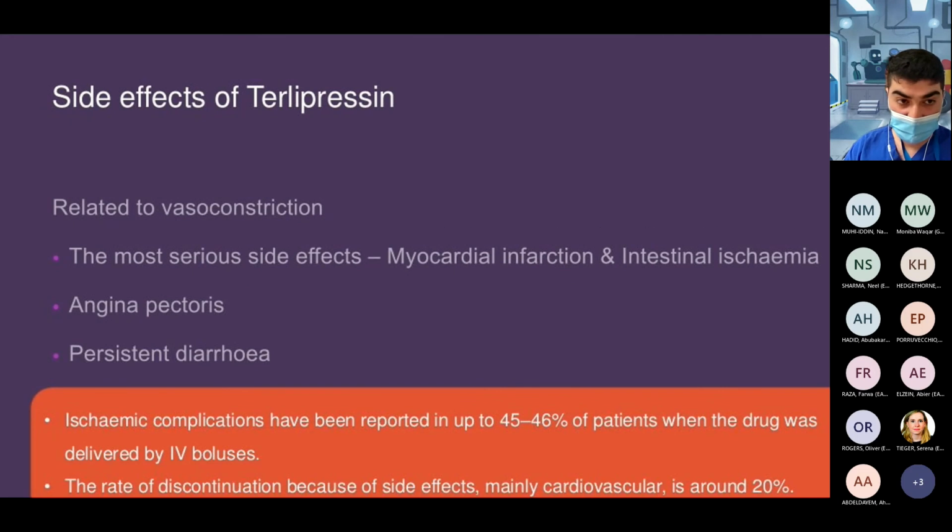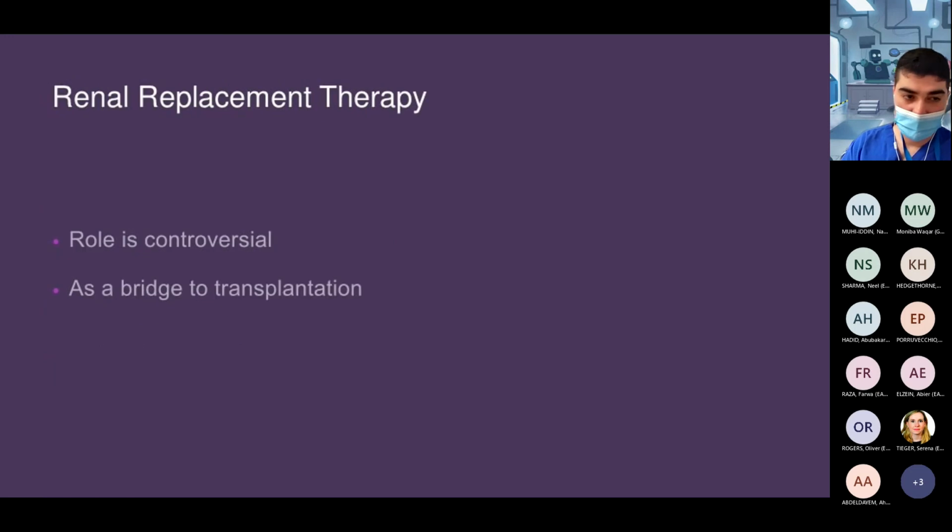The main thing you have to consider with terlipressin is that it's a vasoconstrictor. So if you have someone with significant ischemic heart disease or peripheral vascular disease, you can cause a lot of problems on that side. So essentially, do a baseline ECG and make sure they don't have significant vascular disease or ischemic heart disease. If you do have someone like this and you're making a risk-benefit analysis, it's probably safer to go with lower doses of terlipressin rather than going straight to 2 milligrams.